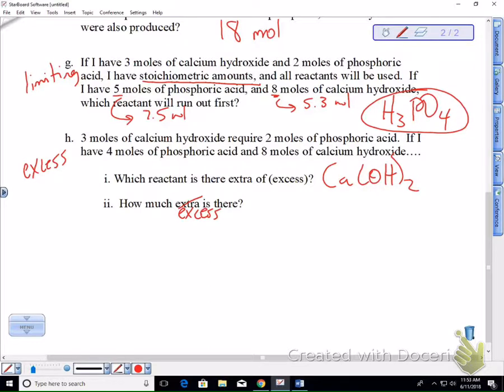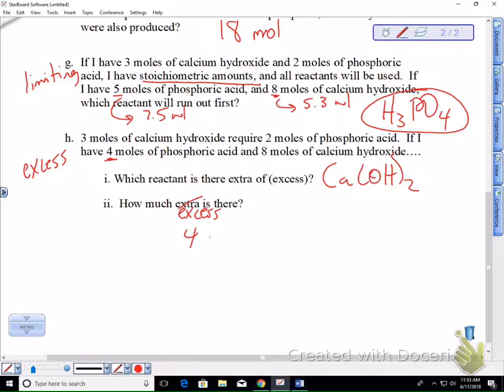Excess means leftover. So using these ratios, knowing that the phosphoric acid is going to be the limiting one in this case, how much of the calcium hydroxide would I need? So here again, we'll start with your 4. For 4 phosphoric acids, how much calcium hydroxide would you need?